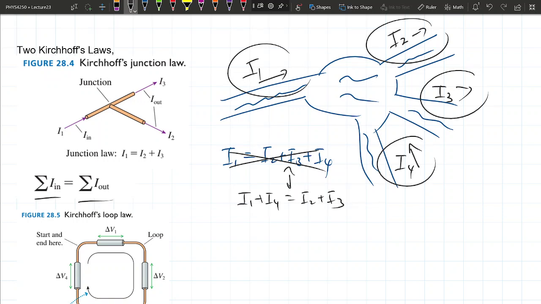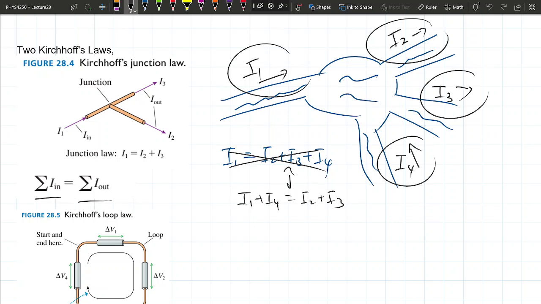And what ends up happening is that, after you solve the problem, and you're going to see this sometimes, this number turns out to be a negative number. That just means you declared the current going the wrong way. So you can just fix it afterward and say, okay, I declared this current going the wrong way, so I'm just going to declare it going the opposite direction. That way you always have a positive number for your current.